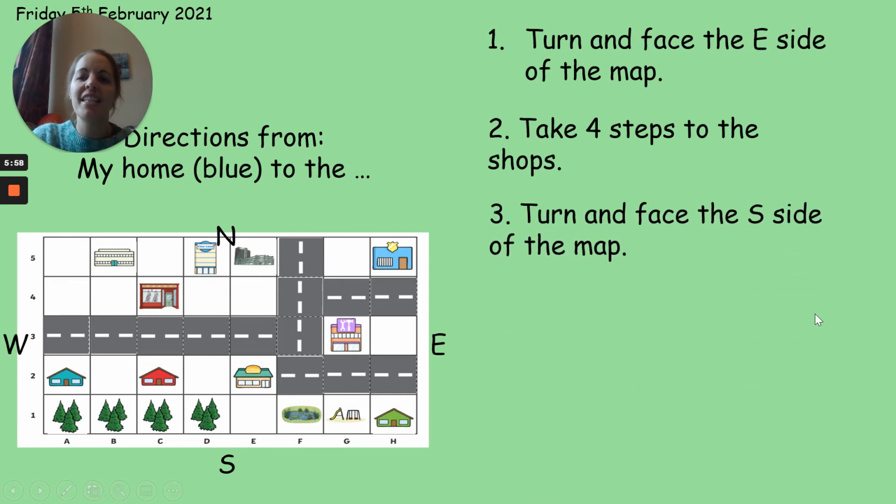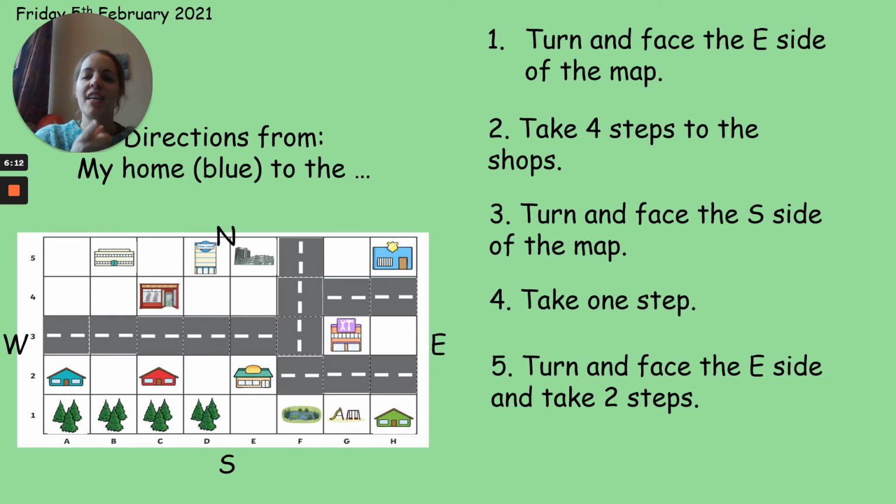Then it says turn and face the S side of the map. So your finger is on the shops. So turn it so you're facing the S side so you know which way you're going to go. Then take 1 step. Okay. Then turn and face the E side again. So you're going to turn your finger so you're facing the E side and take 2 steps. Where did I end up? Where did I bury the treasure?